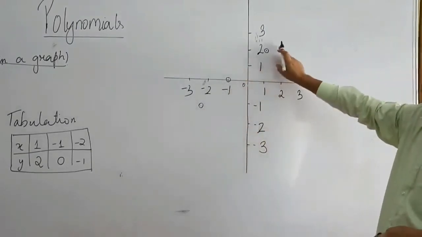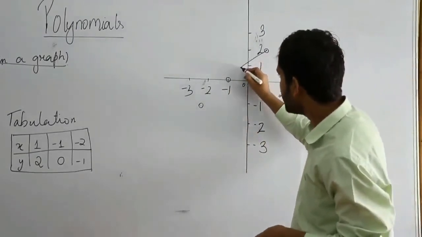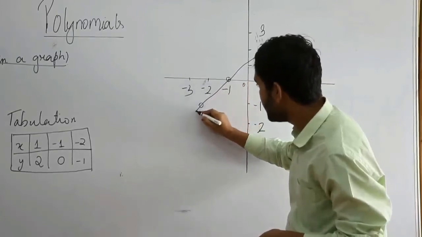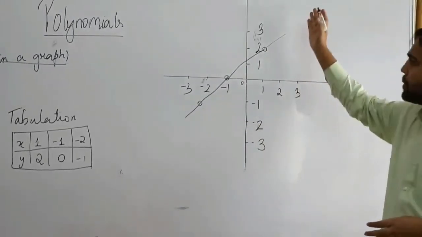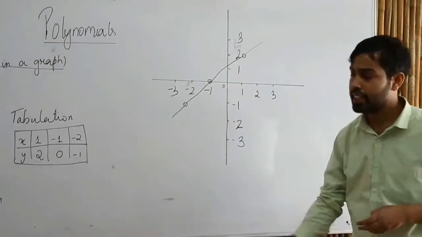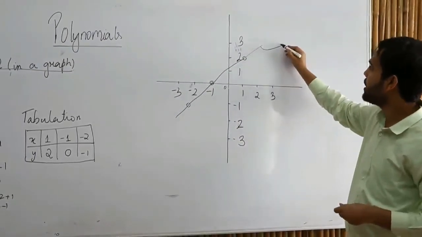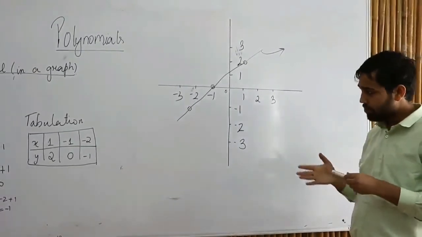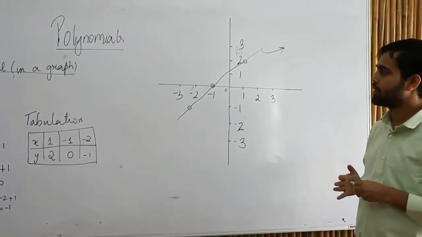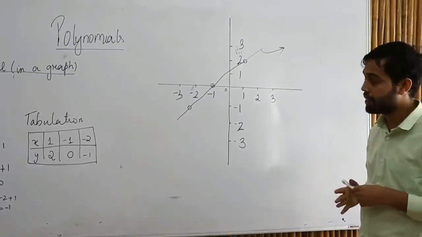Now when I join this, you see, I am getting a straight line. If you do it properly with a scale on a proper graph paper, you see that this is a straight line. So whenever I have a linear equation, I always get a straight line. Now, a very important concept that I can get from here is this.